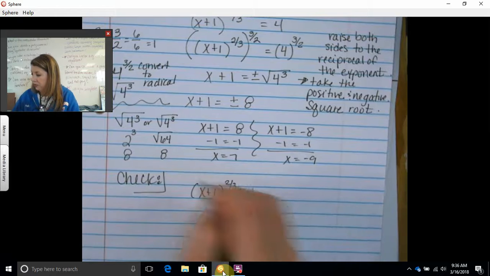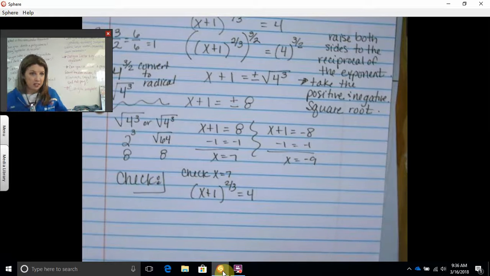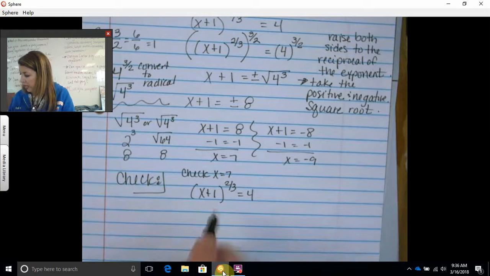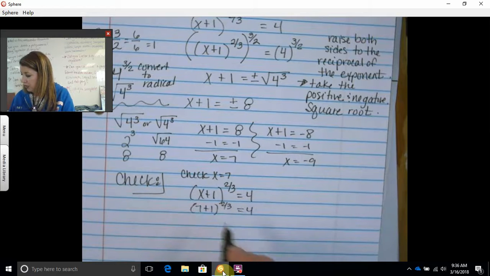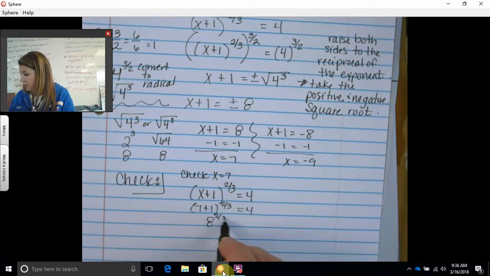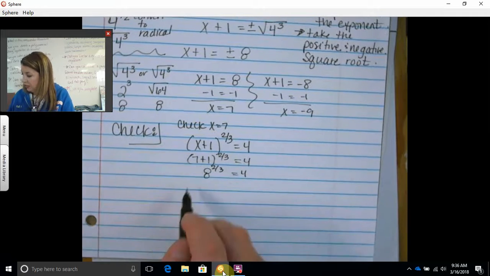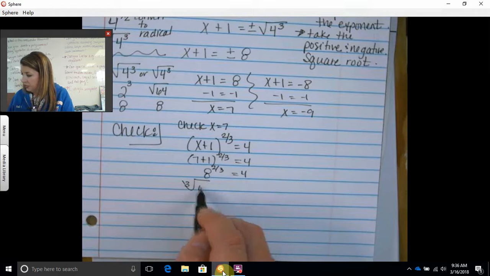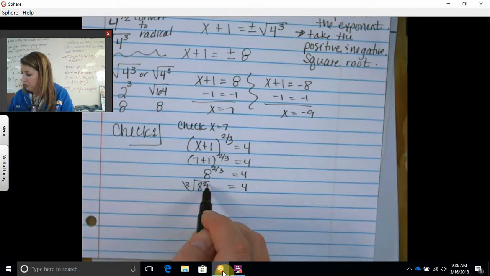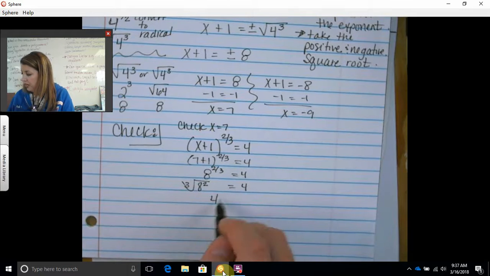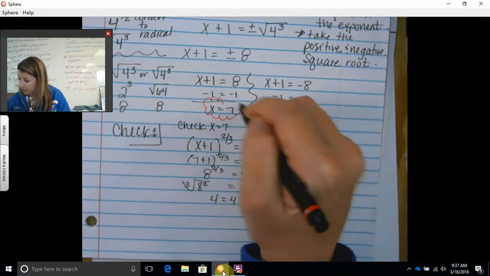Again, you can plug it into the original, or once the parentheses are isolated, I just feel like that's easier, less steps. So we have 7 plus 1 raised to the 2/3 equals 4. So that's 8 raised to the 2/3 equals 4. And I would just change that into a radical. So that would be the cubed root of 8 squared. 8 squared, 64. What's the cubed root of 64? So 7 is actually a solution. It does not give me an extraneous solution.